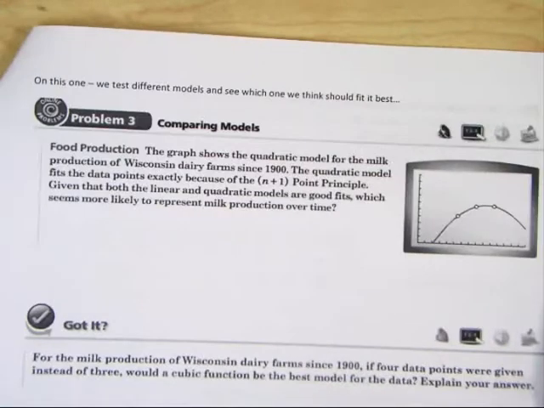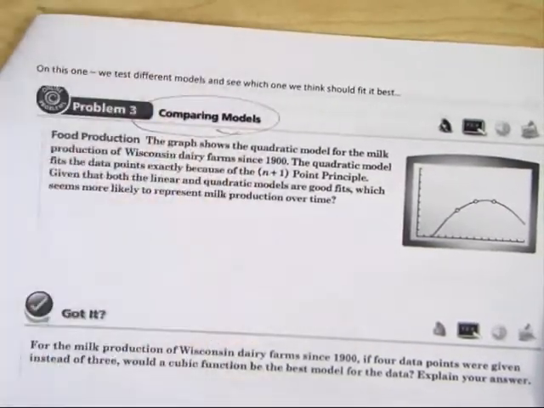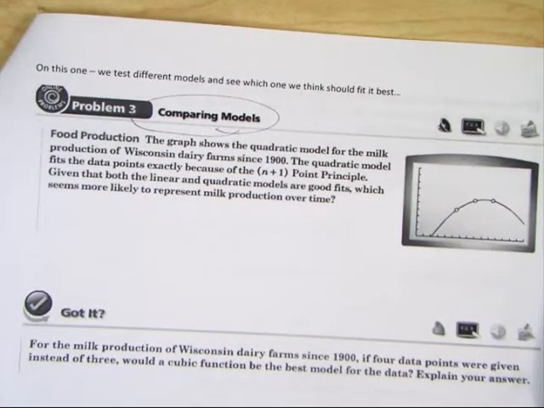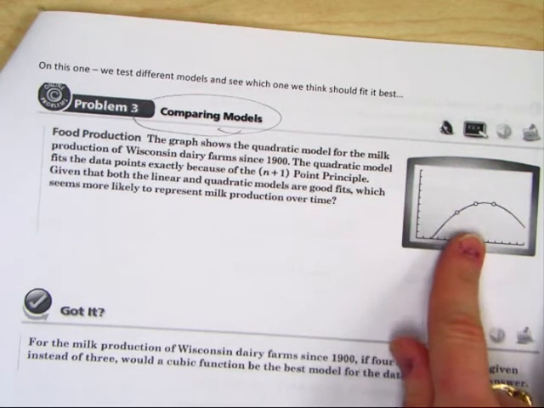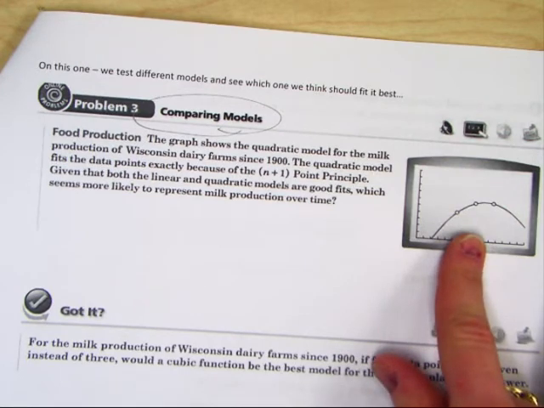Problem 3 wants us to compare models. Sometimes one model is better than another, and that's going to have to be kind of up to you. You're going to have to really look at R and think about what the data means. Let's use this in problem 3, food production. This graph shows the quadratic model for the milk production of the dairy farms.